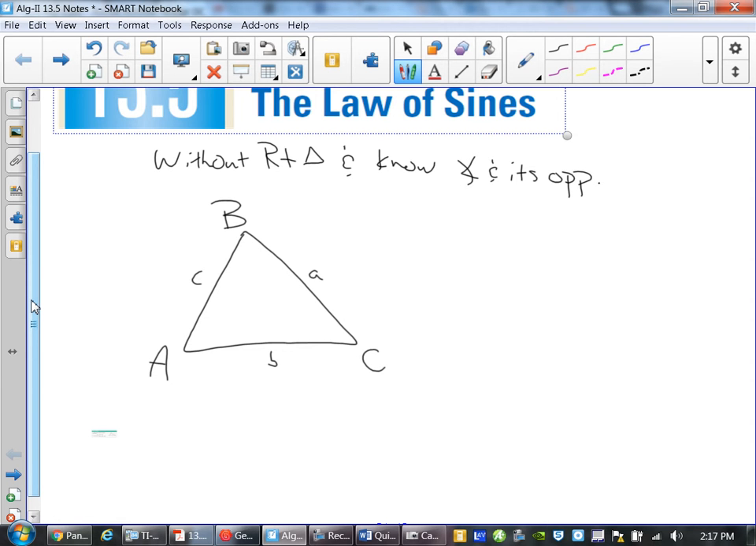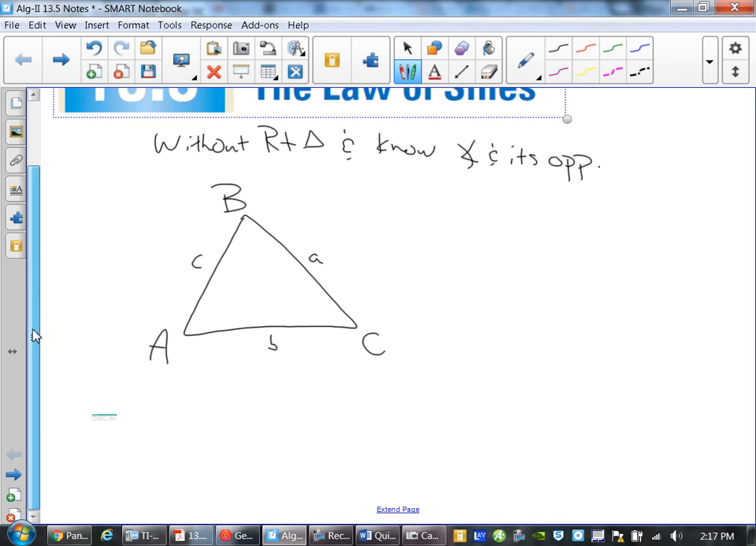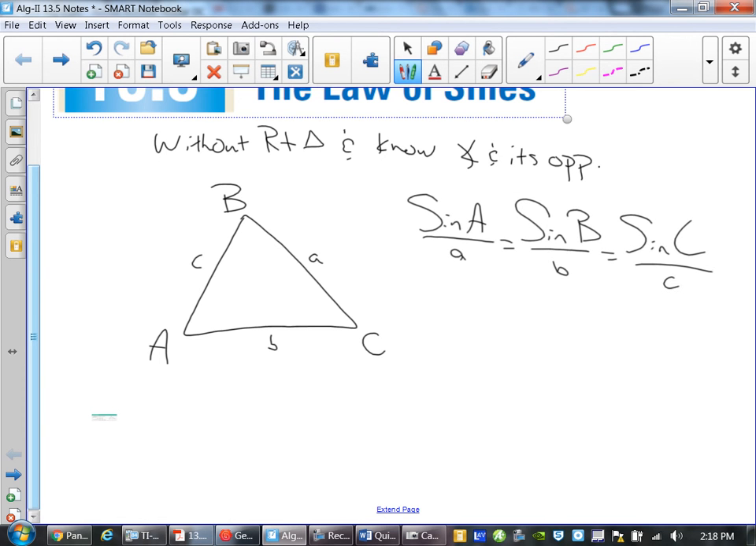Anyway, law of sines was basically a proportion. It's the ratios of the sides and the sine of the angles and the sides opposite. So it's the sine of angle A is to its side opposite, as the sine of angle B is to its side opposite, as the sine of angle C is to its side opposite. Law of sines is really very easy to use. It's very user friendly.